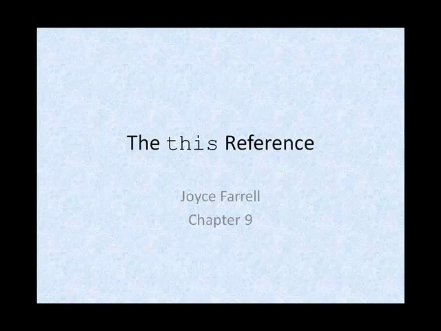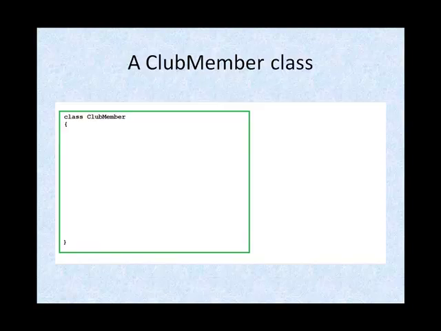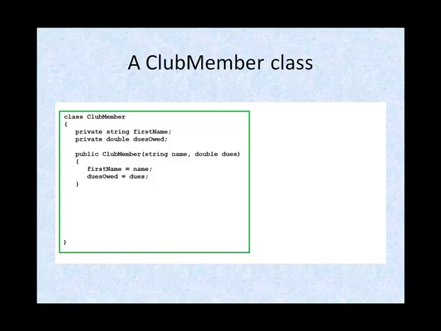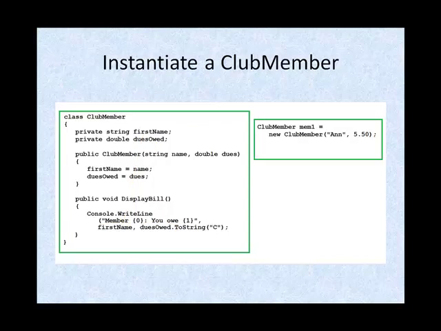Let's take a look at the this reference. Suppose you create a club member class to hold data about members of a club that you've started. You might create fields like first name and dues owed, and you might have a constructor that accepts values for name and dues and assigns them to the appropriate fields. The parameter name gets assigned to first name within the class, and the parameter dues gets assigned to dues owed within the class. You might also create a display bill method that displays data about a club member, including the member's first name and the member's dues owed.